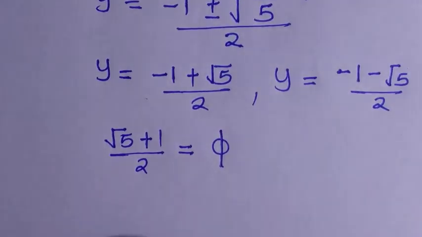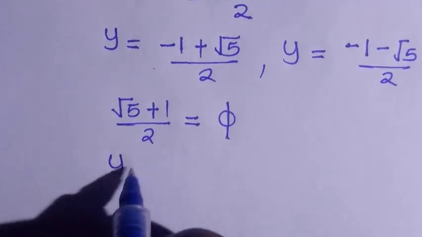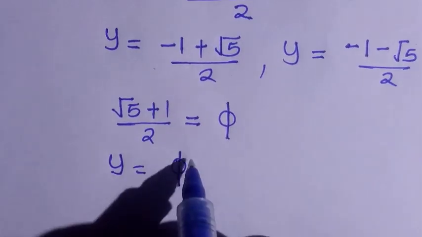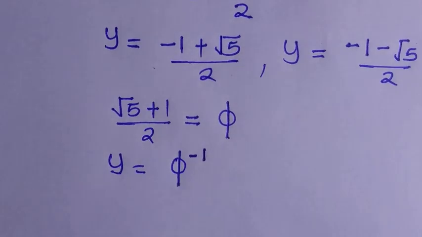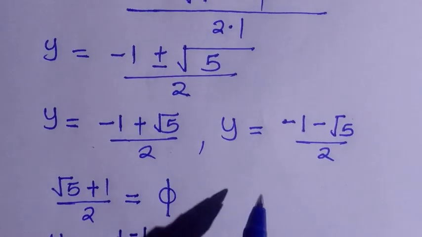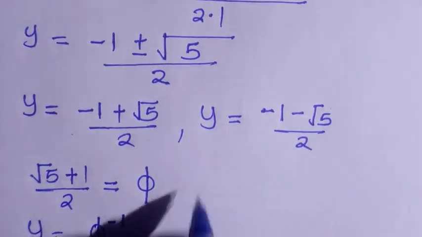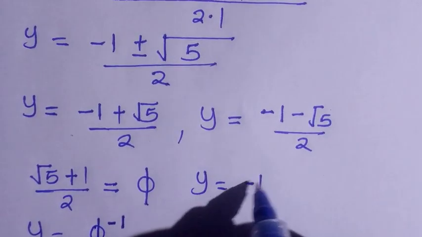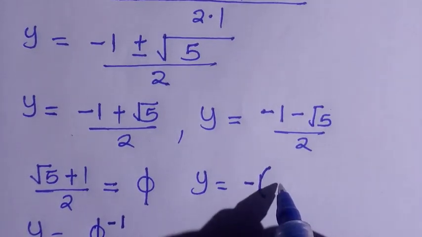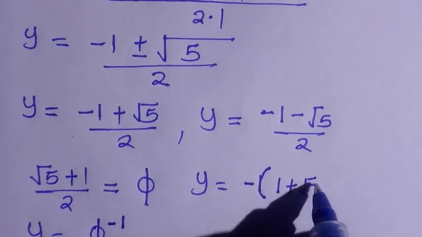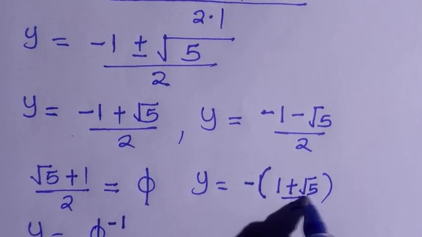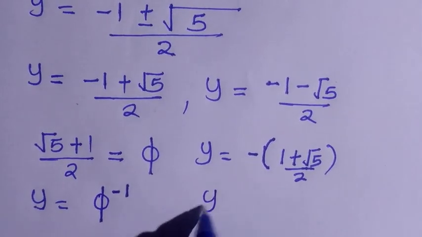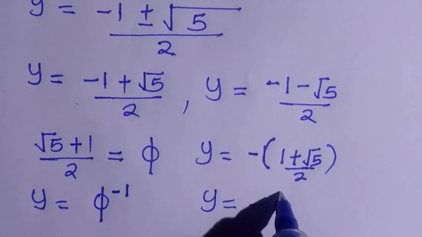Therefore, for this first y, we have it as the conjugate of this one, which is 5 raised to the power of minus 1. And with this one also, since we have negative here, we can factor out negative 1, and then we have 1 plus root 5 divided by 2, which is the golden ratio. And we have the other solution, which is minus 5.